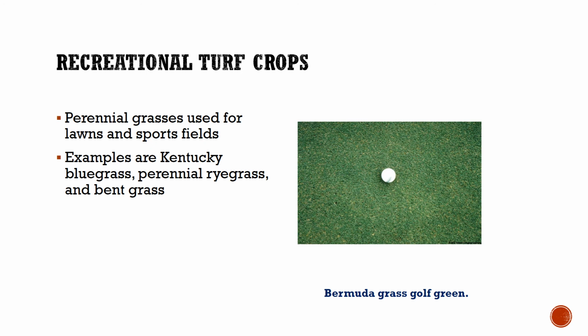Now this is a Bermuda grass golf green, and this has to be managed pretty intensely just because it grows very, very quickly and it has to be watered almost daily. And so that's really important with recreational turf crops. You have to make sure that you're utilizing it, but you're also taking care of it on a daily basis.